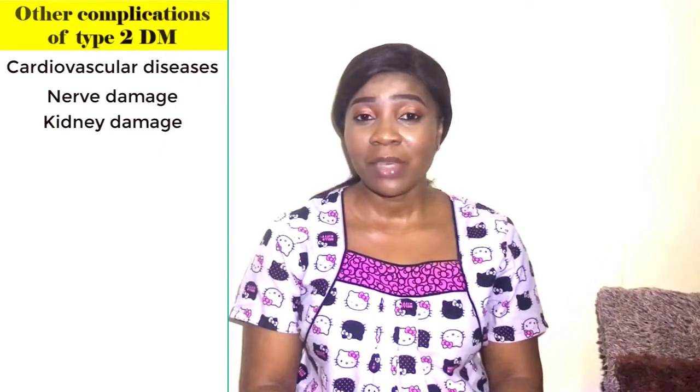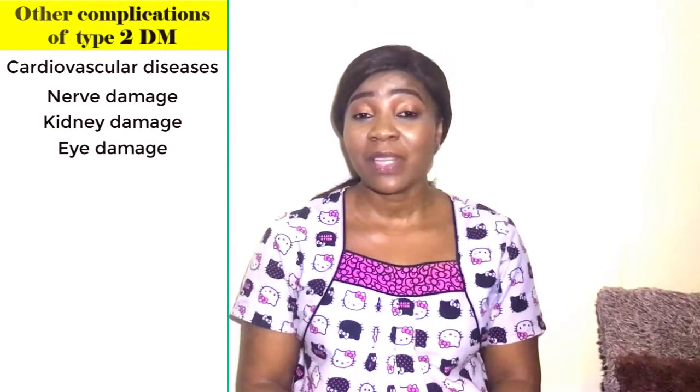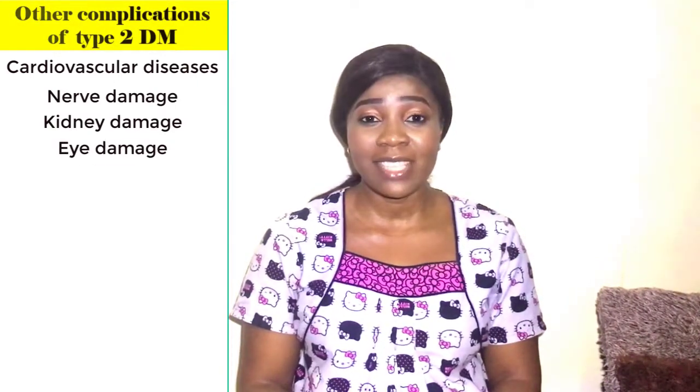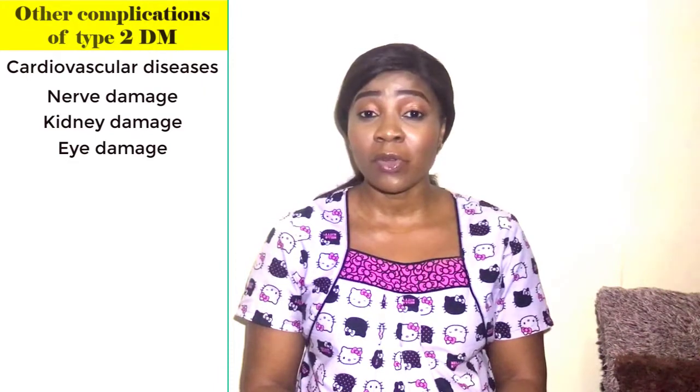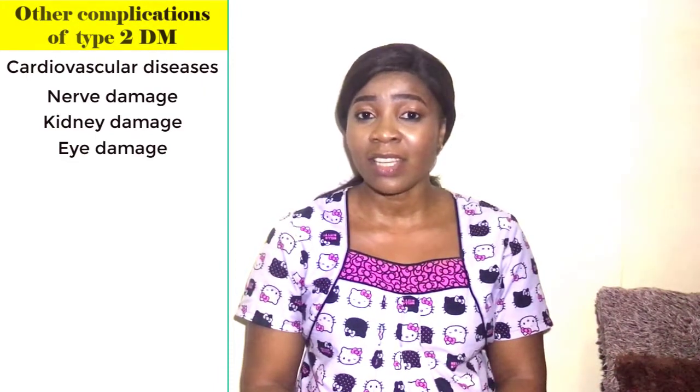4. Eye damage or retinopathy. Diabetes mellitus can damage the blood vessels in the retina, that's diabetic retinopathy, potentially leading to blindness. It can also increase the risk of serious vision conditions such as cataract and glaucoma.